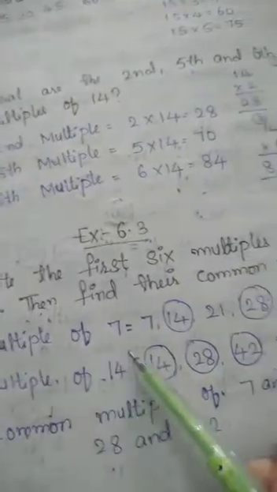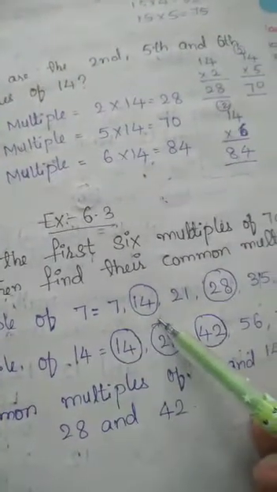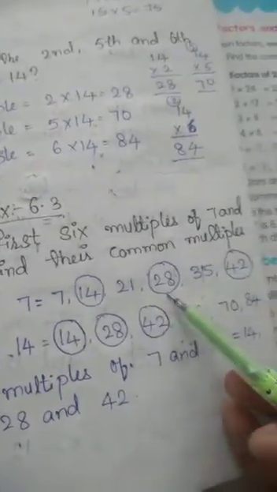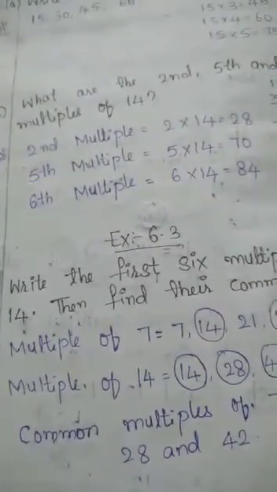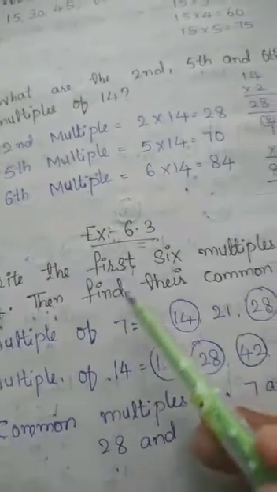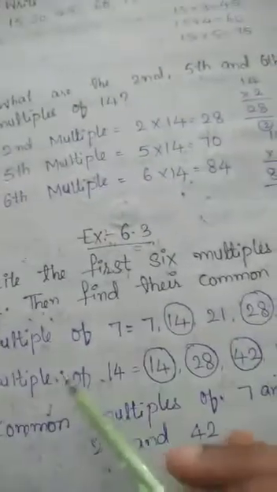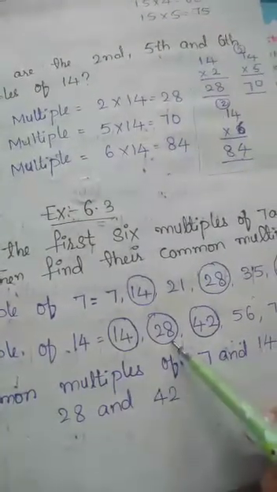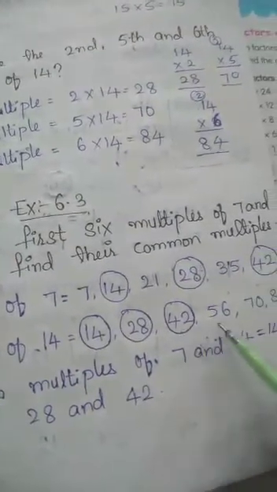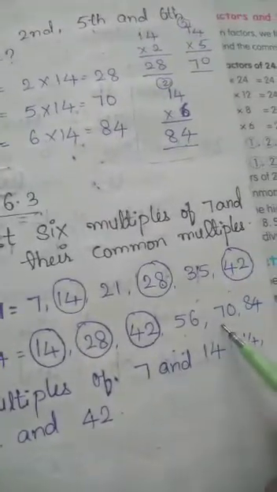So multiples of 7. 7 ones are 7, 7 twos are 14, 7 threes are 21, 7 fours are 28, 7 fives are 35, 7 sixes are 42. So here we only have to write the first 6 multiples. Okay, so these are the 6 multiples of 7. Next, multiples of 14. So 14 ones are 14, 14 twos are 28, 14 threes are 42, 14 fours are 56, 14 fives are 70, 14 sixes are 84.